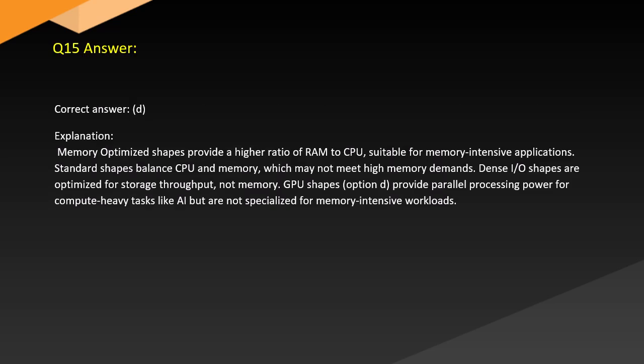Answer. Correct answer, C. Explanation. Memory optimized shapes provide a higher ratio of RAM to CPU, suitable for memory-intensive applications. Standard shapes balance CPU and memory, which may not meet high memory demands. Dense shapes are optimized for storage throughput, not memory. GPU shapes, option D, provide parallel processing power for compute-heavy tasks like AI, but are not specialized for memory workloads.